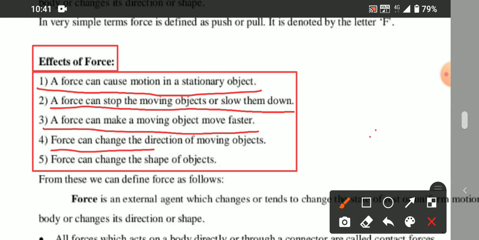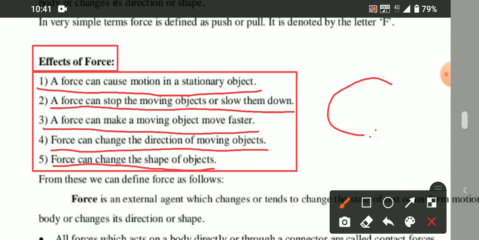So force can change the direction of the moving object. That is the meaning of the fourth point. And the fifth point is: force can change the shape of the object.